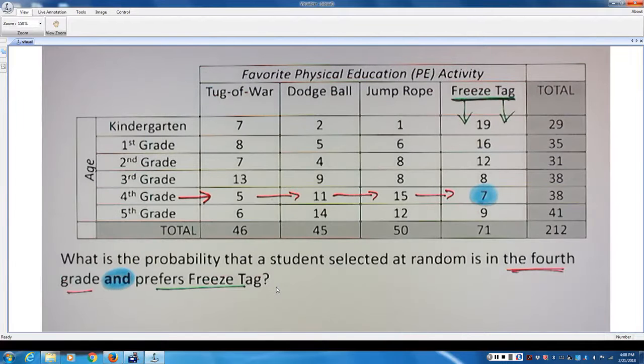Now my question that I'm going to ask you here doesn't have anything to do with the probability, but it has to do with making sure you're understanding those earlier words from last time. Is preferring freeze tag and being in the 4th grade disjoint? Is being a 4th grader disjoint from preferring to play freeze tag? Why or why not?